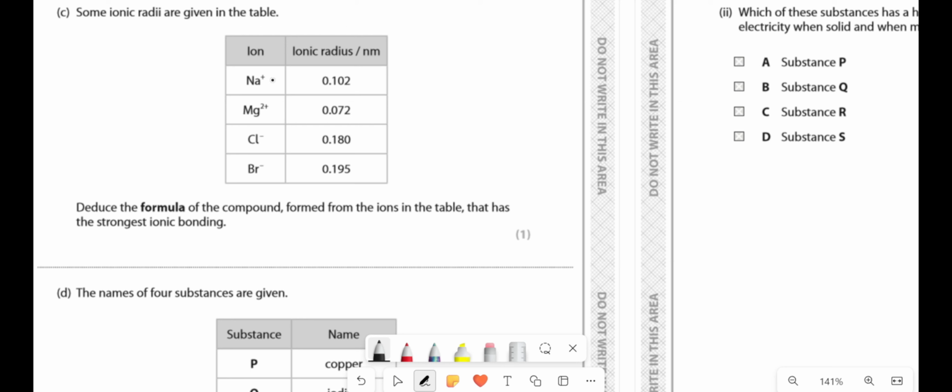So between Na+ and Mg2+, it's going to be Mg2+, and between Cl- and Br-, it's going to be Cl-. So it's going to be MgCl2.